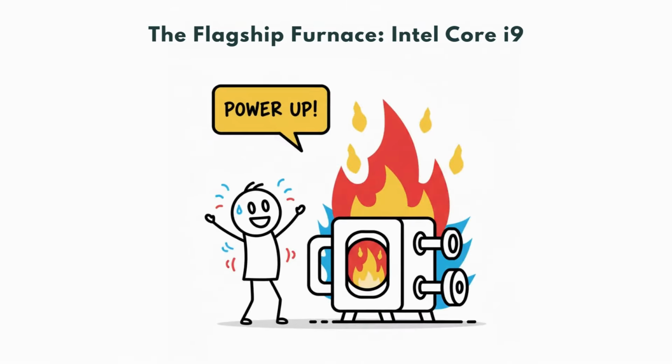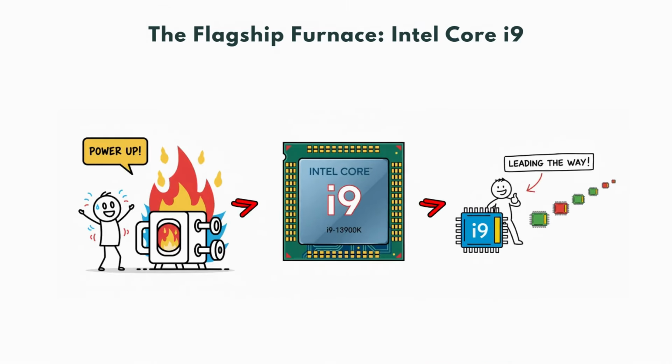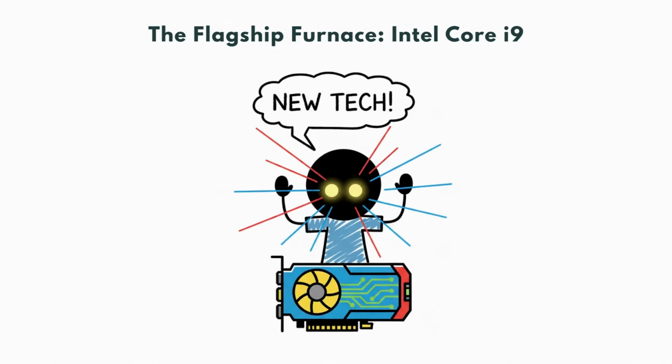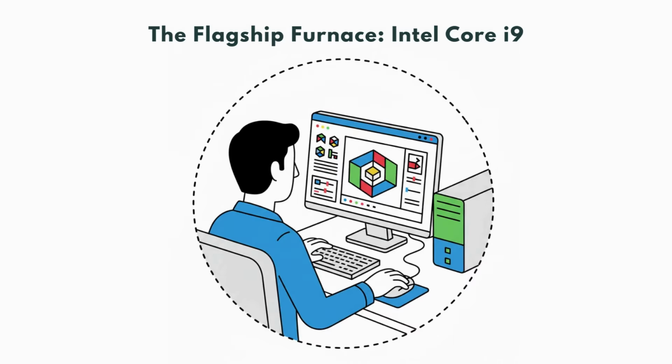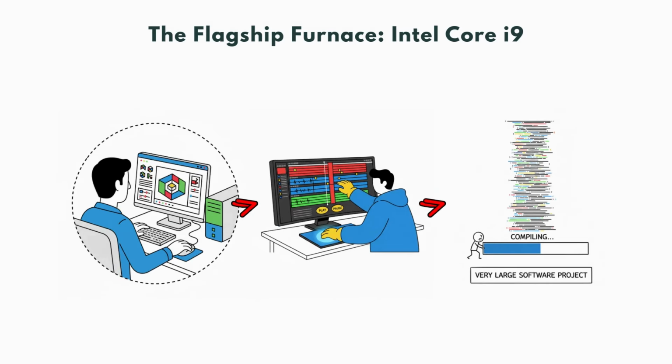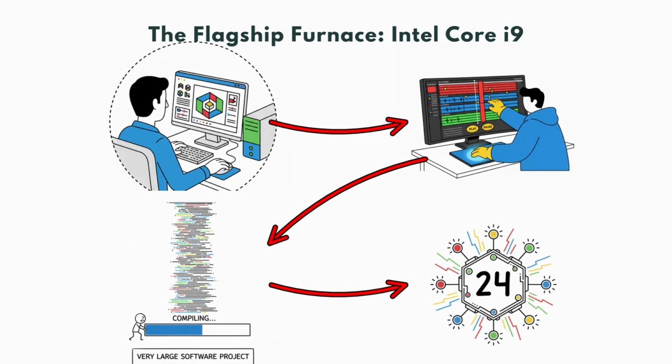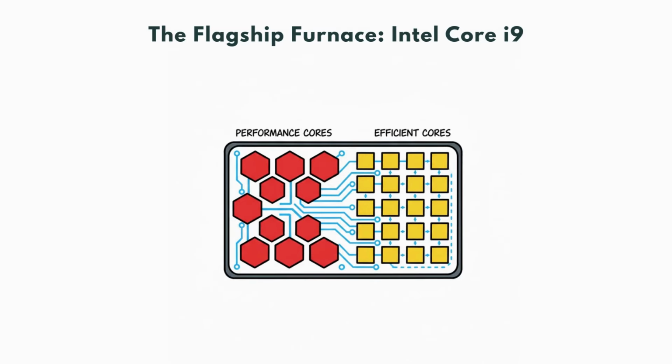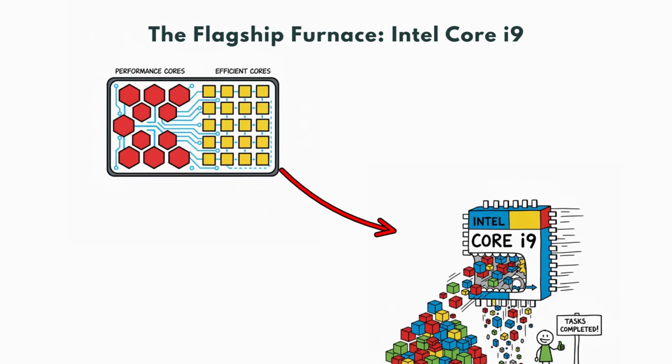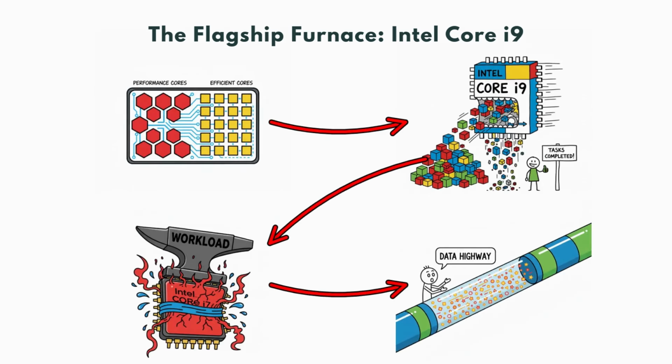The flagship furnace, Intel Core i9. The Core i9 is the flagship enthusiast-class processor designed for professional 3D modeling, 4K video editing, and compiling massive codebases. With core counts pushing 24, 8 performance cores, and 16 efficient cores, it is built to chew through workstation tasks that would choke an i7. The pro is raw throughput.